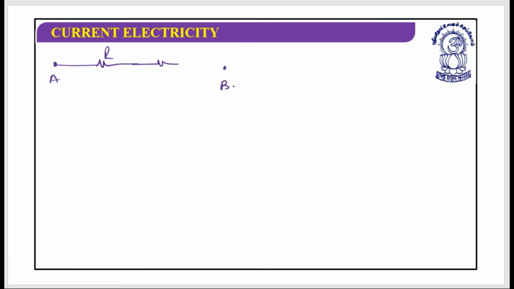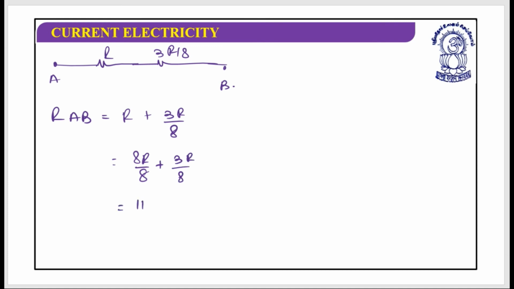This is R and this is 3R by 8. So this R_AB should be equal to R plus 3R by 8. This can be written as 8R by 8 plus 3R by 8, which is 11R by 8. Now replace the value, it's 20 divided by 8, and find out the equivalent resistance.